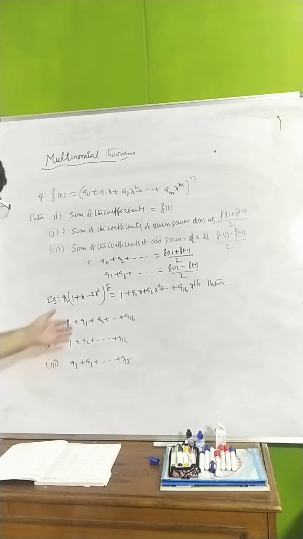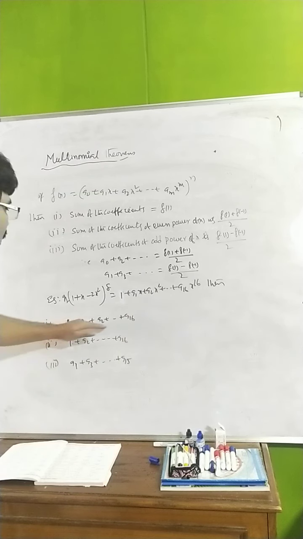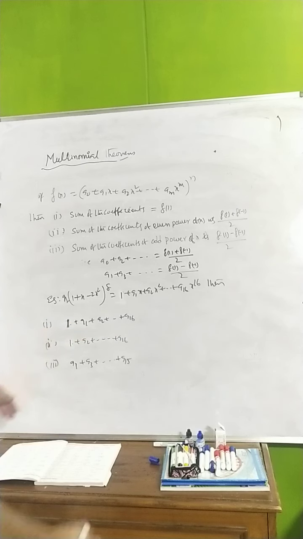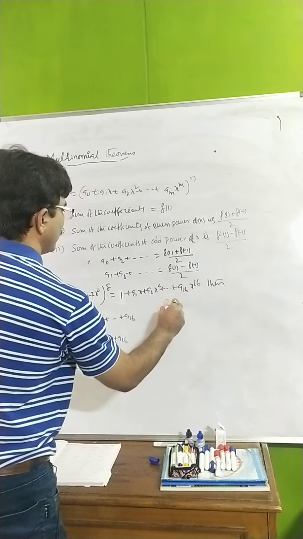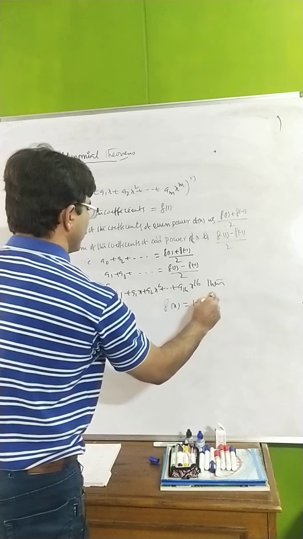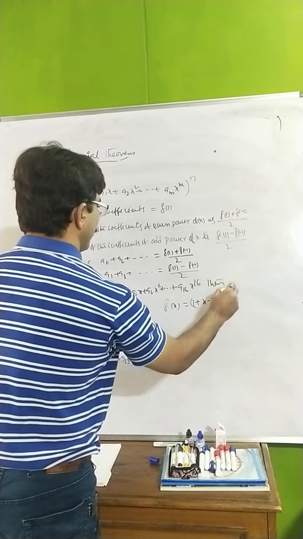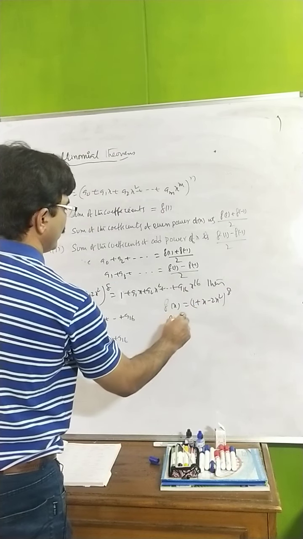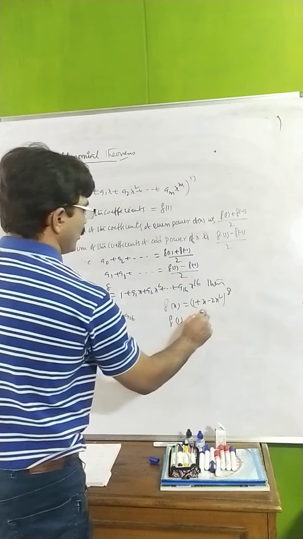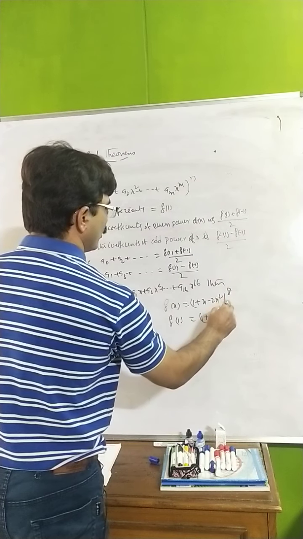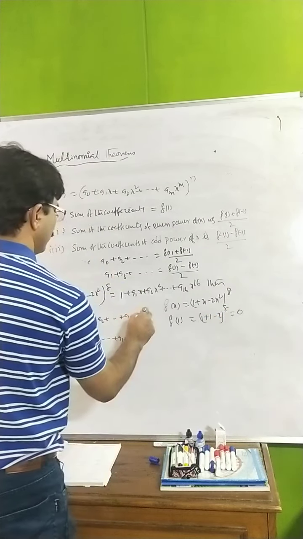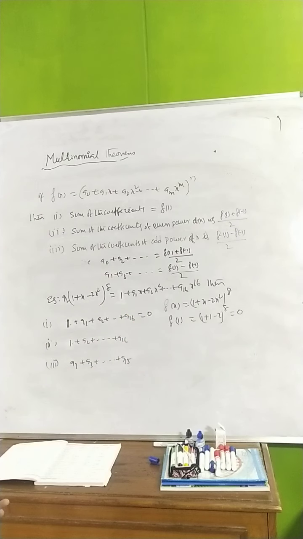Now he is asking what are the values of this. This is nothing but the sum of the coefficients, right? What do you have to do here? If you consider that f of x is equal to (1 plus x minus 2x squared) whole to the power of 8, then f of 1 means what? (1 plus 1 minus 2) whole to the power of 8. This is 0 you are getting. Right? The sum is 0 here.